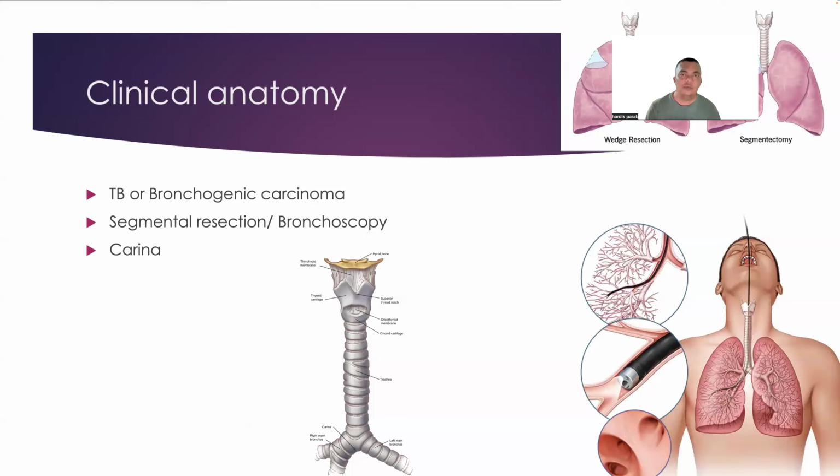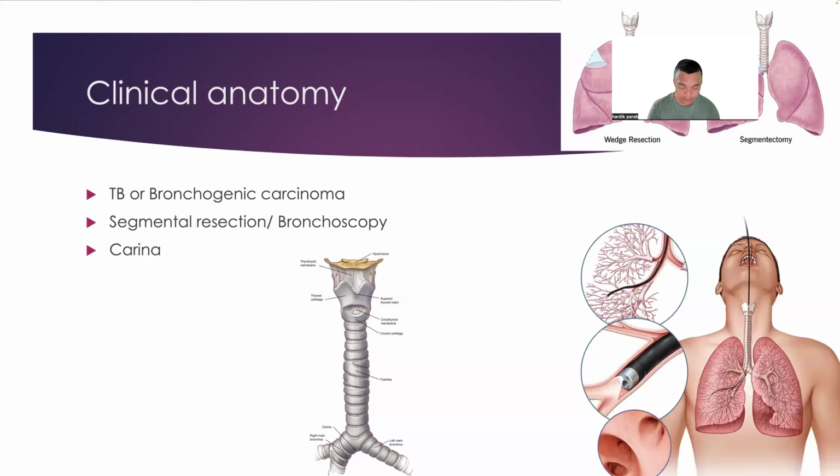So for diagnostic purpose and treatment purpose, this bronchoscopy is used. Again, for that also, you need to have a proper idea about each of the segments. Then you have the carina. As I told you, the carina is dividing your trachea into the primary and secondary bronchi, and that's why the location of the carina is very important.